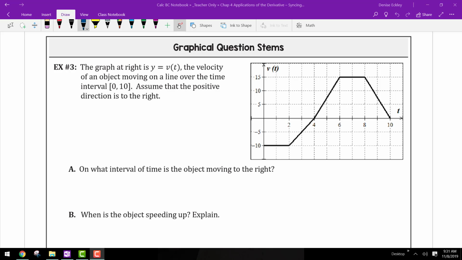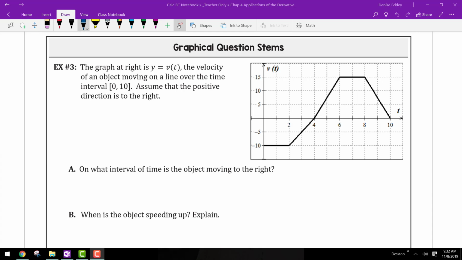This is part 2 of lesson 2 of unit 4, applications of derivatives. We are going to look at a graph. So far we have looked at a table and an equation. We're now going to look at a graph, and then at the end of this video we're going to look at some calculator related questions for straight line motion.